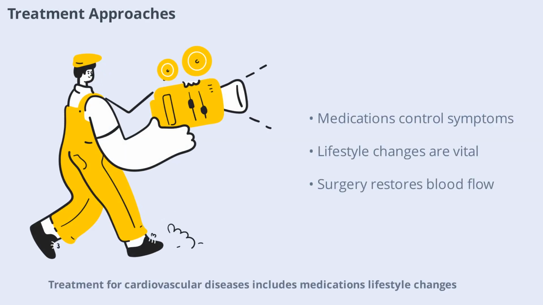Treatment for cardiovascular diseases includes medications, lifestyle changes, and surgical procedures. Medications control blood pressure, cholesterol, and heart rhythm. Lifestyle modifications address underlying risk factors. In severe cases, interventions like angioplasty or bypass surgery restore blood flow. Personalized treatment plans improve outcomes and quality of life. Next, we'll explore advances in cardiovascular research and their impact on disease management.